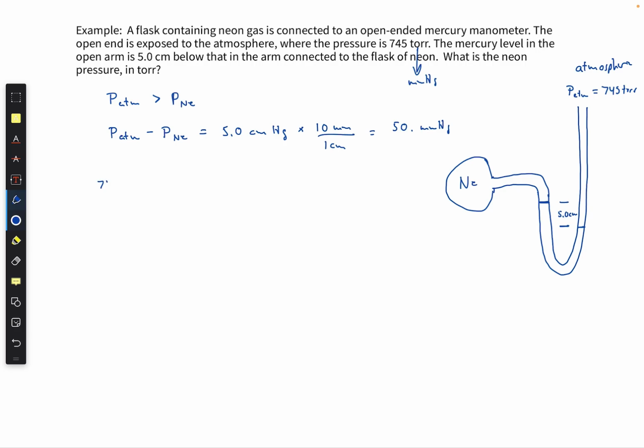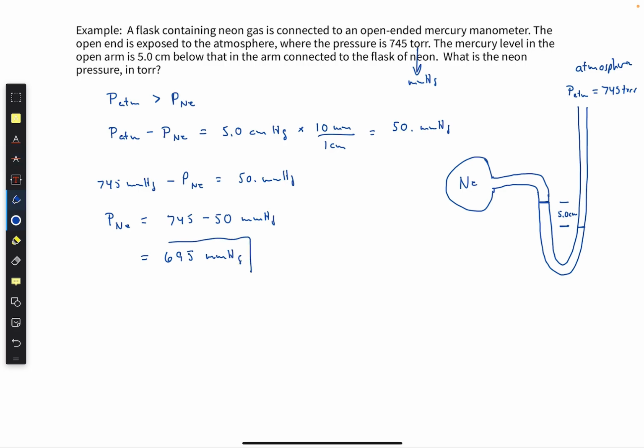We know that our atmospheric pressure, 745 millimeters of mercury, minus the pressure of our neon is equal to 50 millimeters of mercury. And so if we rearrange this a little bit, do some algebra here, we find that we're just going to have to subtract, because again, the mercury pressure is lower. So we have to subtract this off, and that gives me that the neon pressure here is 695 millimeters of mercury. Now the question says it wants the answer in torr, but remember millimeters of mercury and torr are exactly the same. So 695 torr, if you want to write the word torr there, is the answer.